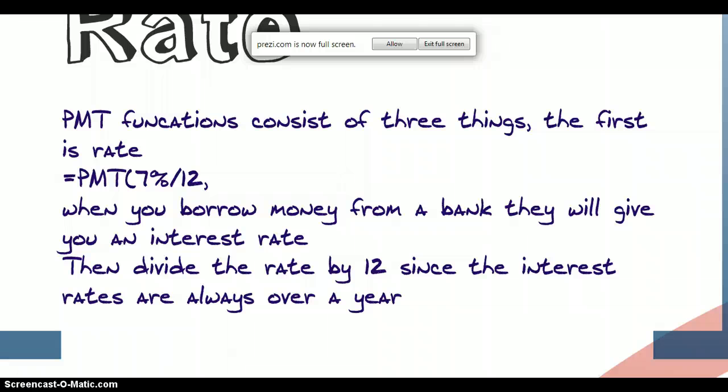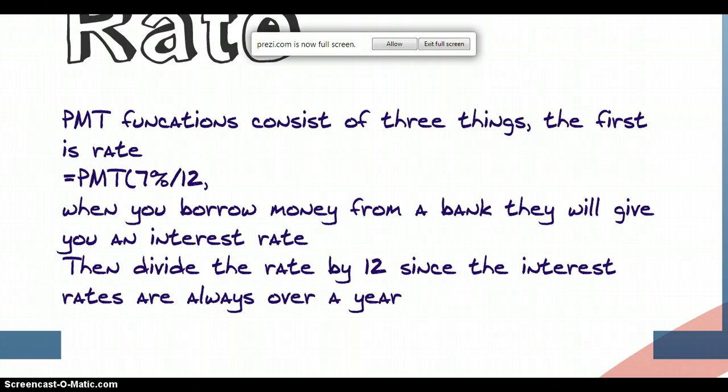You don't have $5,000, so you go to the bank and you borrow money. And they tell you that in return for giving you that money, you're going to pay them back with interest. So they give you an interest rate. And the interest rate right now is 7%. So we take that 7% and we plug it into the rate part of our equation.